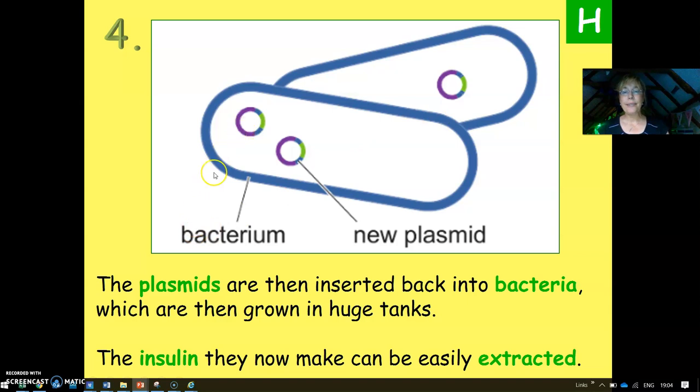Okay, and in the final step, those plasmids are then inserted back into the bacteria. You can see where that gene is. And we know that bacteria divide so quickly, so that means in no time there would be a lot of insulin produced by these bacteria that can then be extracted and used to create insulin injections for diabetics. So this is an excellent example of genetic modification used brilliantly in the medical field. Pause the video and copy the notes and picture.